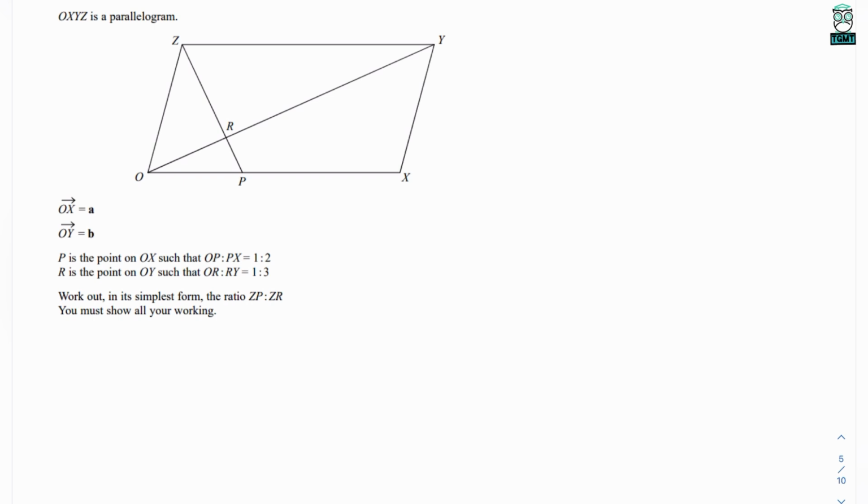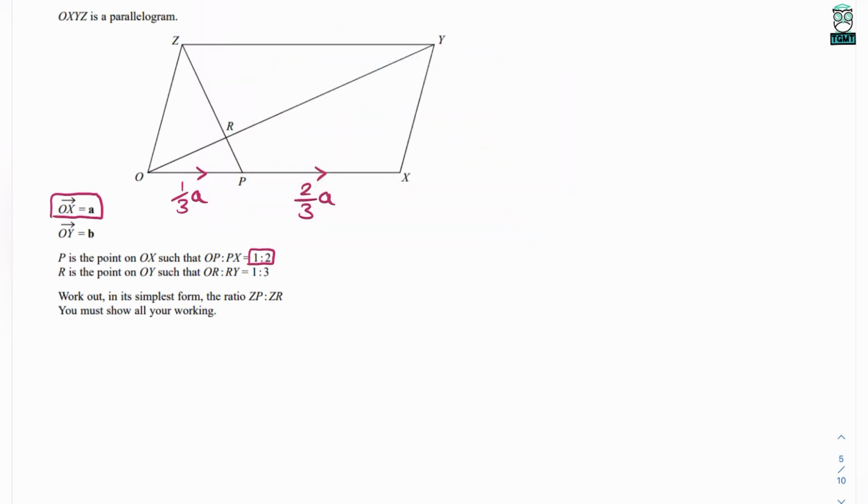So it says P is the point on OX such that OP to PX is 1 to 2. So going across there, it says that O to X is the vector a. And if we split that up into this ratio, that's 1/3 and 2/3. So O to P would be 1/3 a, and P to X would be 2/3 a. And that's splitting up that first bit.